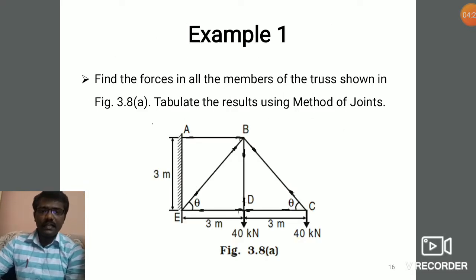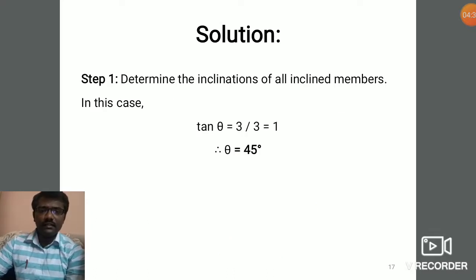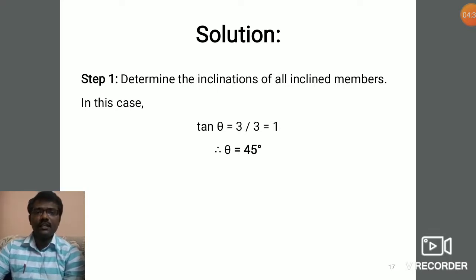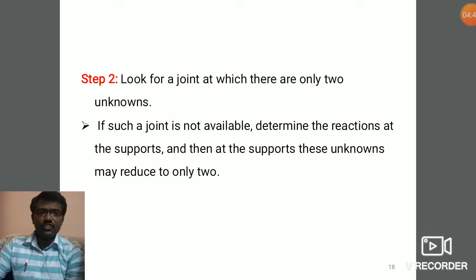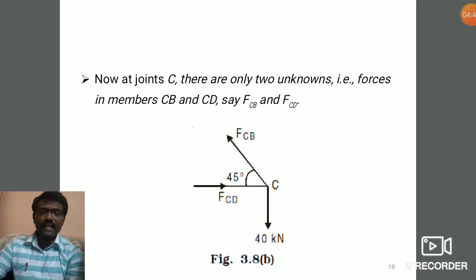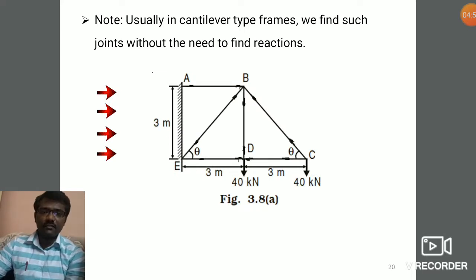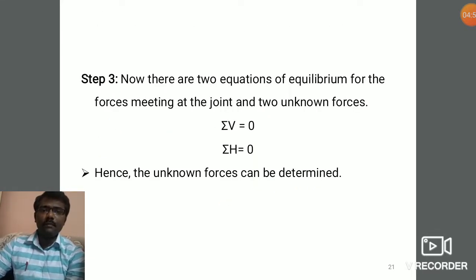Here we can see an example of a cantilever truss and finding the member forces using the method of joints. For a cantilever truss, we need not find the support reactions. We can directly find the member forces. First, we find the angle from the vertical distance and horizontal distance. Next, we select the joint at which only two member forces are unknown, and we apply the static equilibrium equations, summation of V equal to 0 and summation of H equal to 0, for finding the member forces.